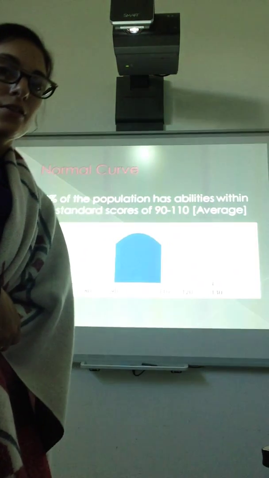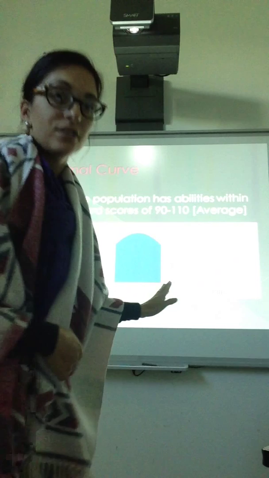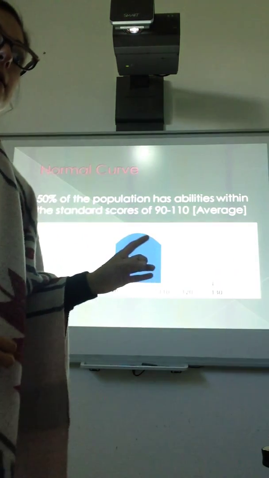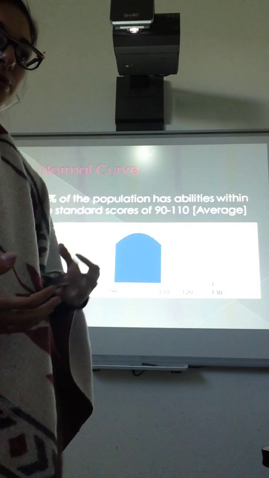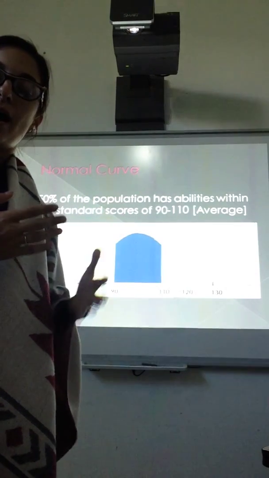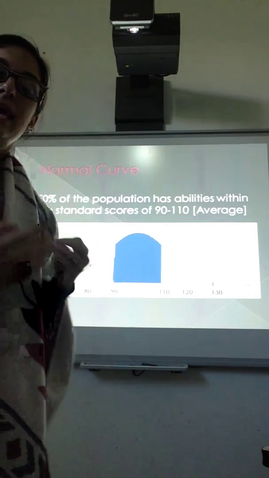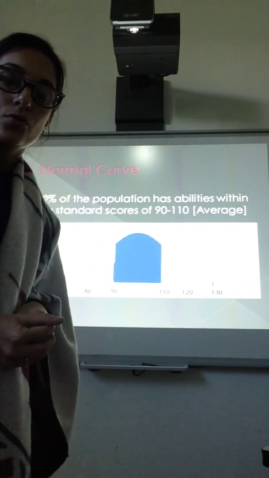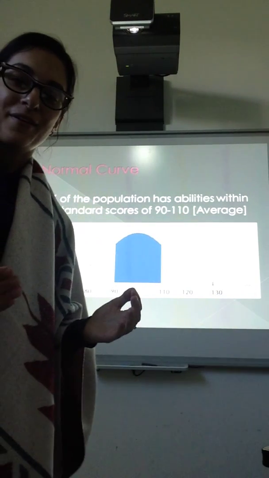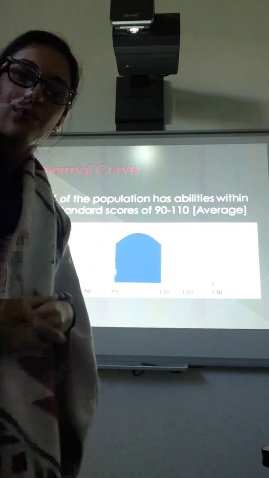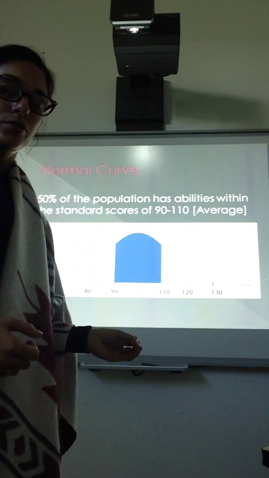So 50% of the population has abilities within the average range. When I say standard scores, I mean results directly taken from an assessment. If they do a psychoeducational assessment, as we're going to talk about soon, we test a lot of different areas, we test the academics, and then it's all brought together within standard scores. So 50% of the population, which is not a very big percentage in retrospect, has abilities within the average range.